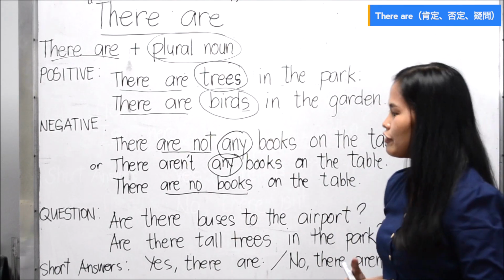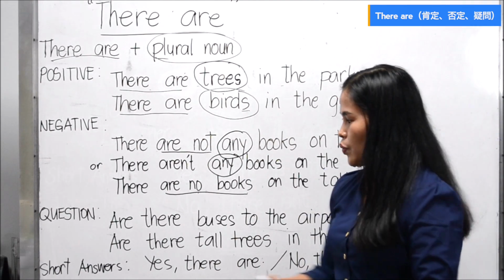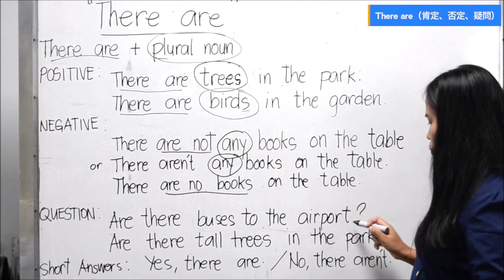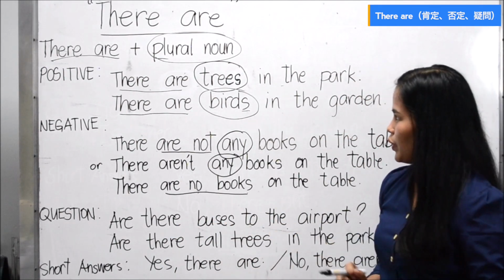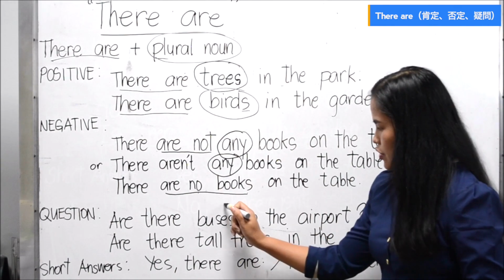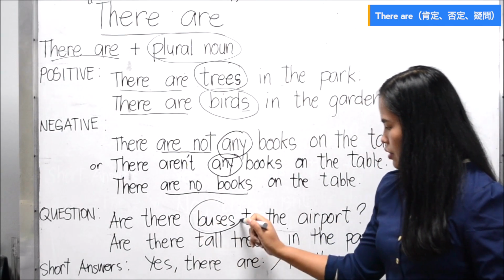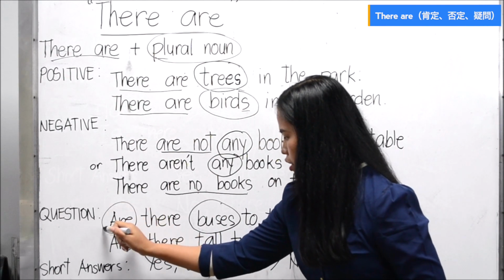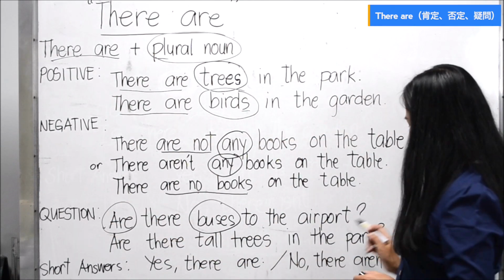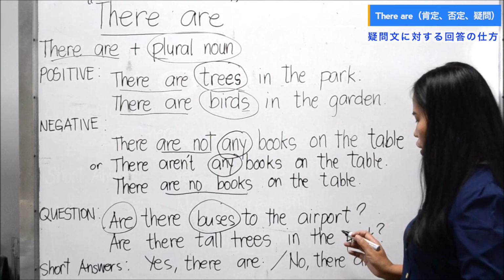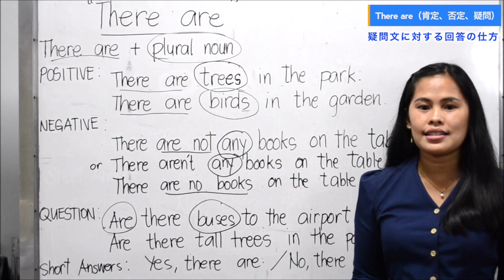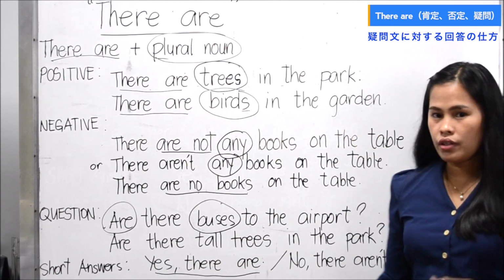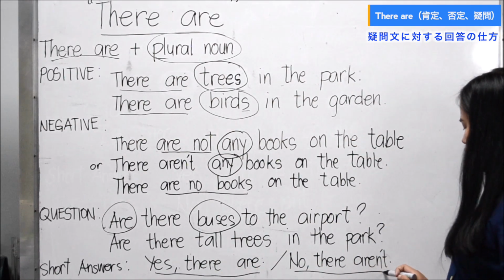Okay, now let's have the last part, which is the question. Are there buses to the airport? What is our noun here? Our noun is the word buses. We have here the verb are. You could respond to this question this way. Yes, there are. If it's no, then you would say no, there aren't.